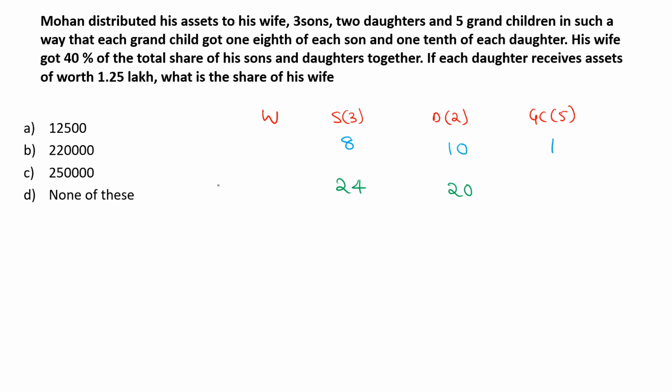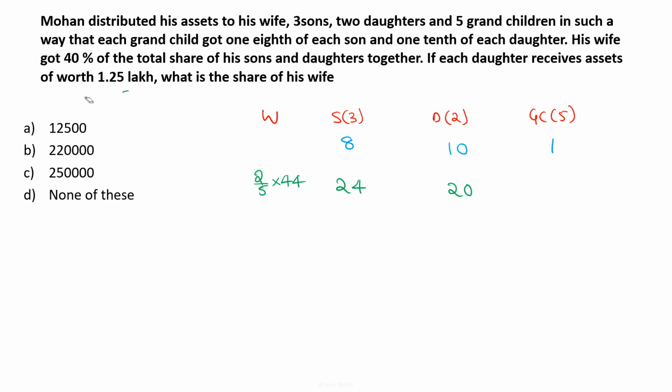Then the share of wife would be 40% of 44. Let us write that 40% as 2 upon 5. Then the share of wife would be 2 upon 5 of the combined shares of sons and daughters together, that is 44 rupees. And again it is given in the question that each daughter receives assets of 1.25 lakh. That 1.25 lakh is nothing but 125,000.